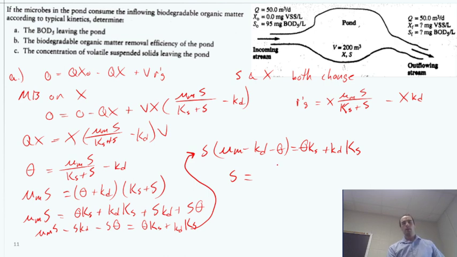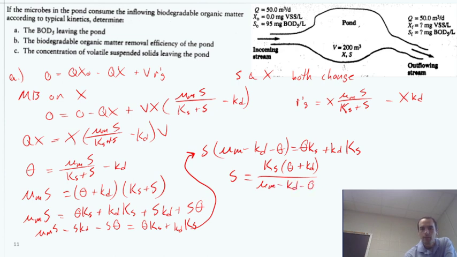All right, so then we can finally solve and say s is going to be equal to, we can go ahead and extract that Ks out, I suppose. Ks times theta plus Kd. Let's see if we did all this algebra right when we take a look back. Divided by mu max minus Kd minus theta.